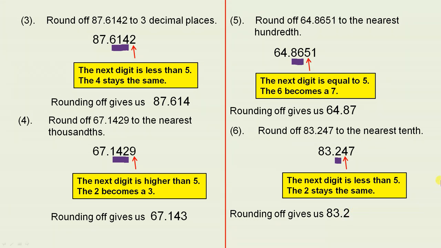So this video has given us some examples where we can practice rounding off decimals to a specified number of decimal places. We've seen 2 basic rules which tell us how to go about this. They're very straightforward. If we follow those rules, we should always get the correct answer.